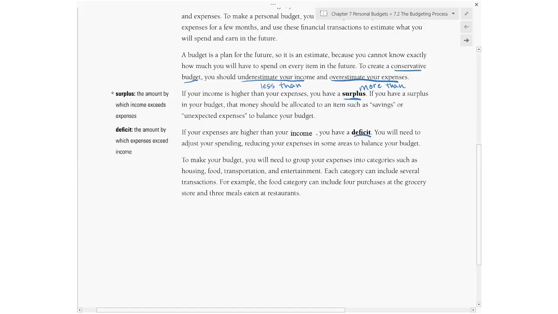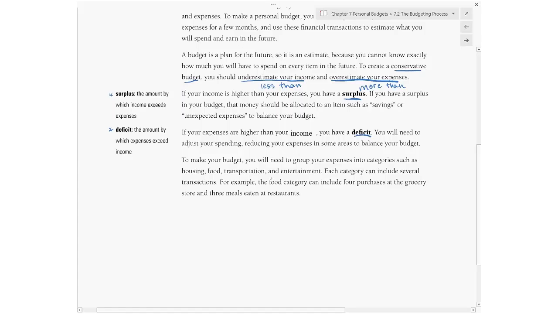So here we've got some definitions. Surplus: the amount by which the income exceeds expenses, and deficit: the amount by which expenses exceed income. You might have heard with the recent elections a lot about governments running a deficit. That means they're spending more than they're getting in. So that might be where you've heard the word more recently.